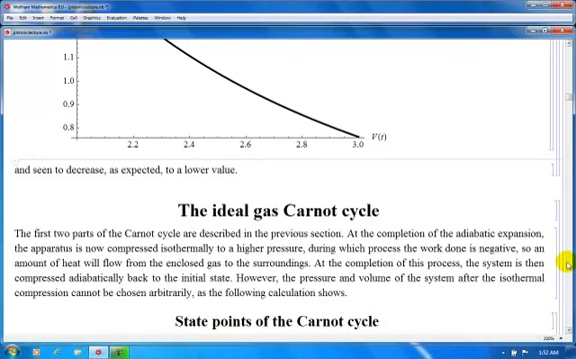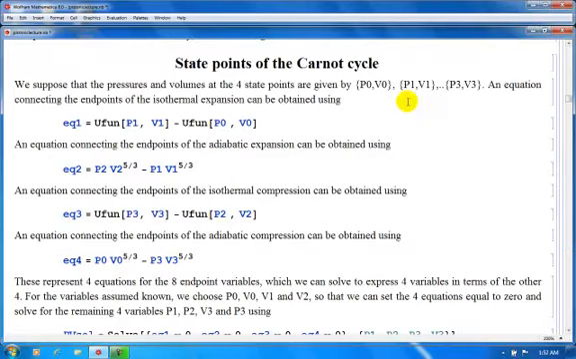But we can't choose all those arbitrarily, as the following calculation shows. Suppose we do that. The 4 state points are P0, V0, the initial one, the state after the isothermal expansion, the state after the adiabatic expansion, and then there'll be a state at the end of the isothermal compression, which is this one here. And then we'll go back to the original state.